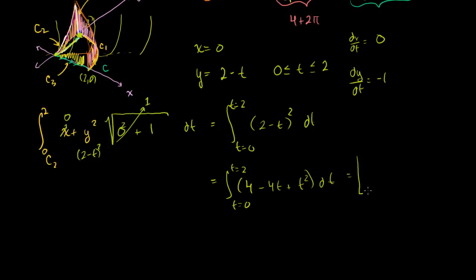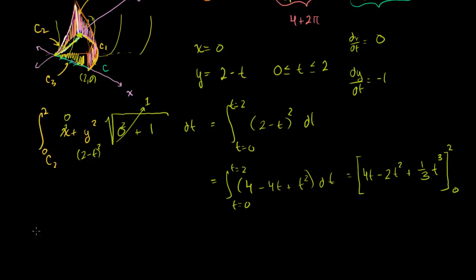The antiderivative of this is 4t minus 2t squared, right? When you take the derivative, 2 times minus 2 is minus 4t. And then you have plus 1/3 t to the third, right? These are just simple antiderivatives, and we need to evaluate it from 0 to 2. And so let's evaluate it at 2. 4 times 2 is 8.